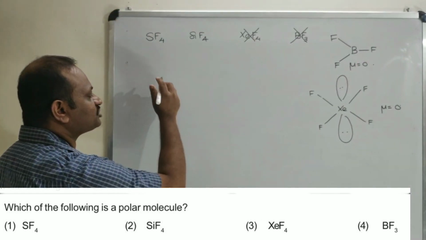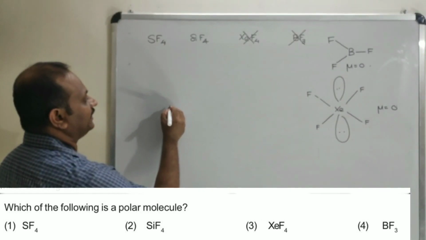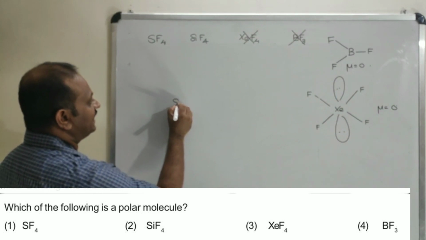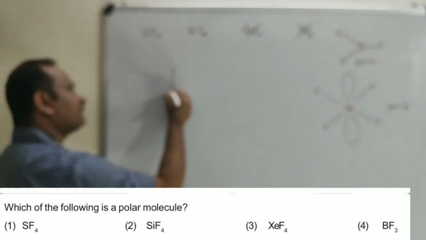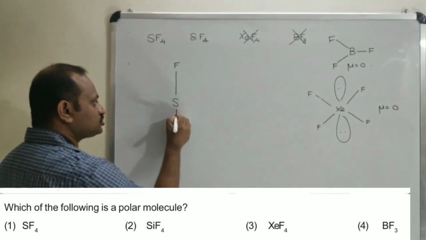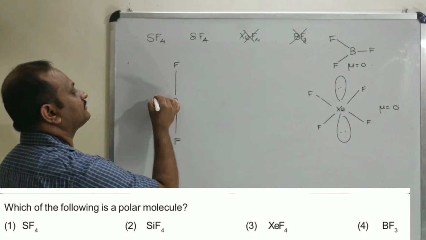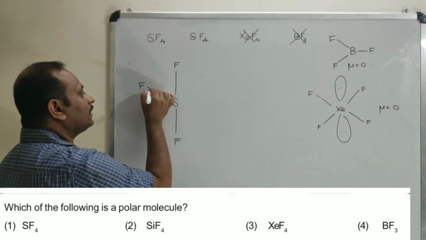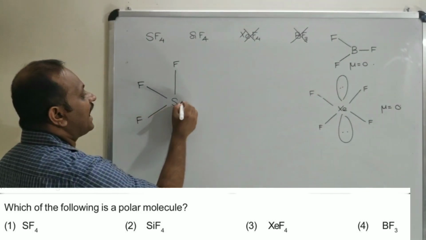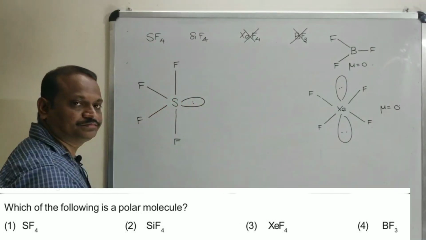So let me draw the structure of SF4. It will be just like this. S at the center, F here, here also F. Next, you have a fluorine here, here also fluorine, and here one lone pair.